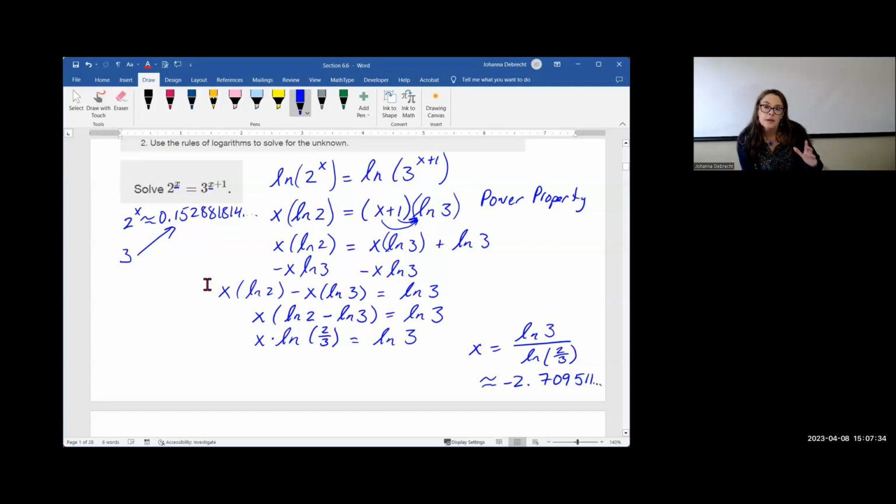And again, how do we know it's not a false solution? The value x, the variable, was in the power. As long as it turns out to be real, it will always work. Anything goes in the power as long as it's real.